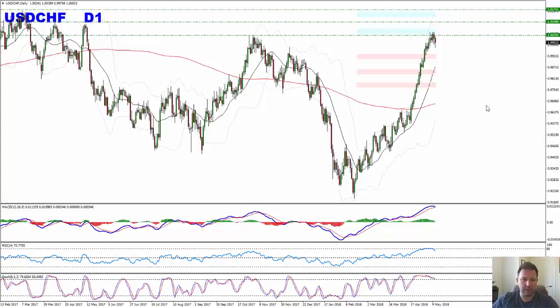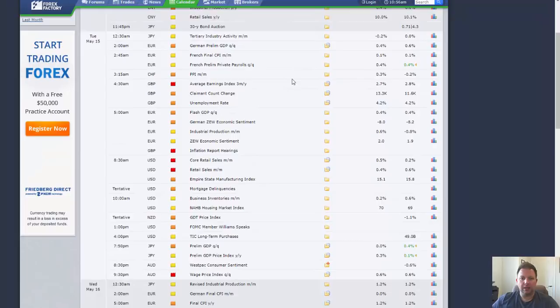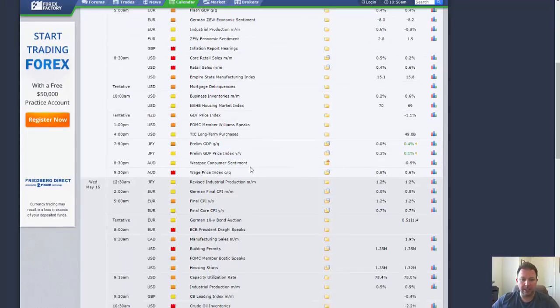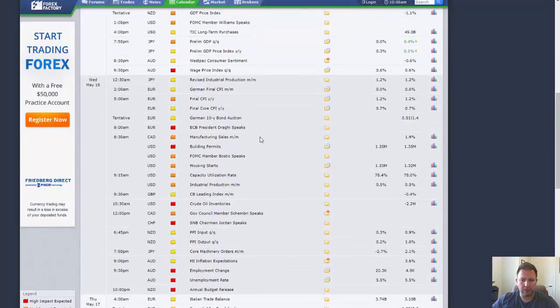So what can we expect this week? We have many interesting things happening, but first of all, the fundamental view. We have the monetary policy meetings in Australia with following speeches. Average earnings in the UK, inflation report, which is a very important one, core retail sales and retail sales in the US, wage price in Australia. I'm going over the red ones, of course.